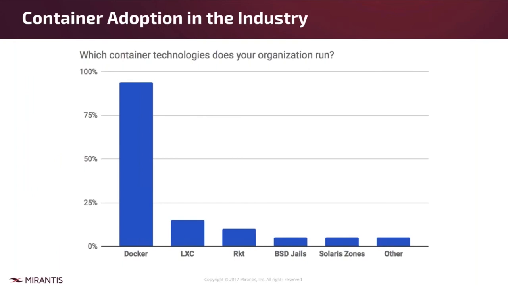So the majority of them are running Docker and other technologies as well. Some will run these together, so if you add these up, they're over 100%. So Docker, LXC, Rocket, Jails, and Solaris Zones, these are some of the names you may hear in this space.